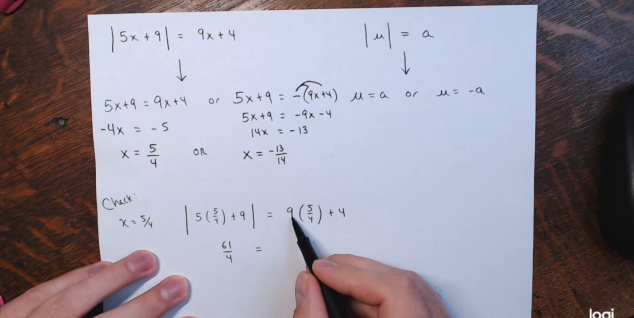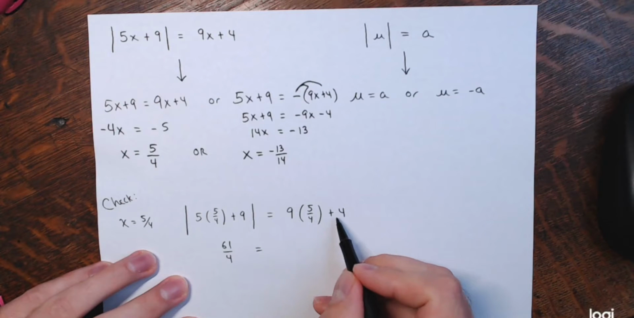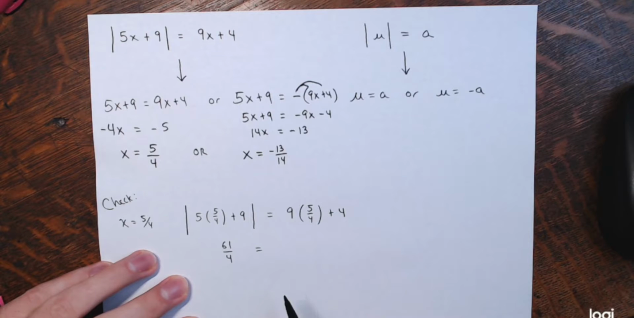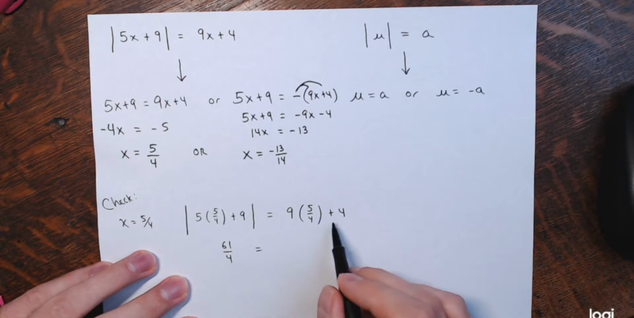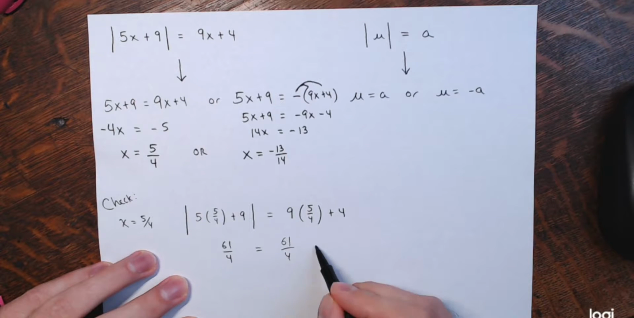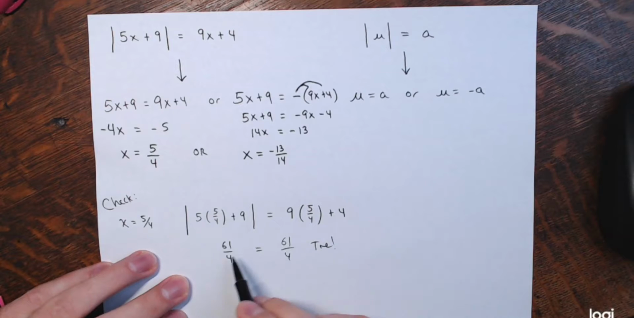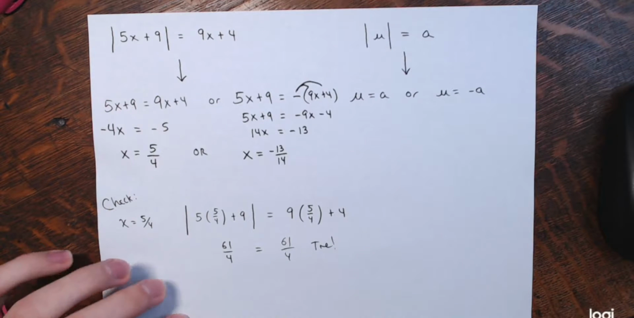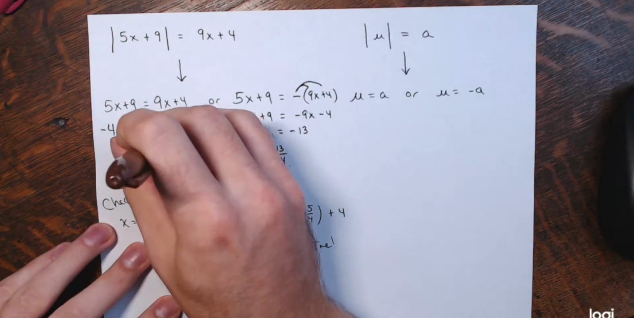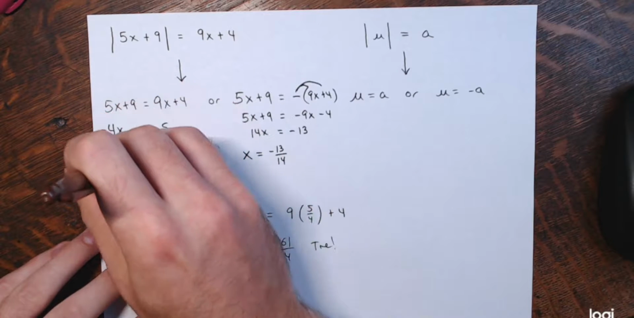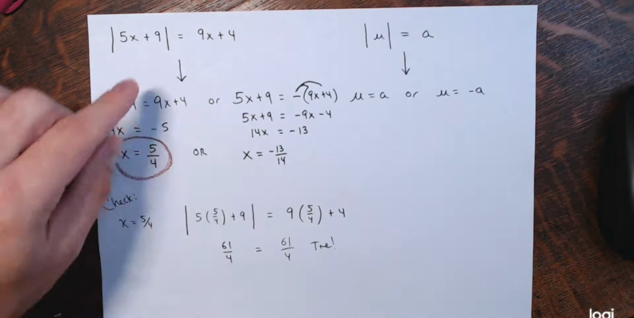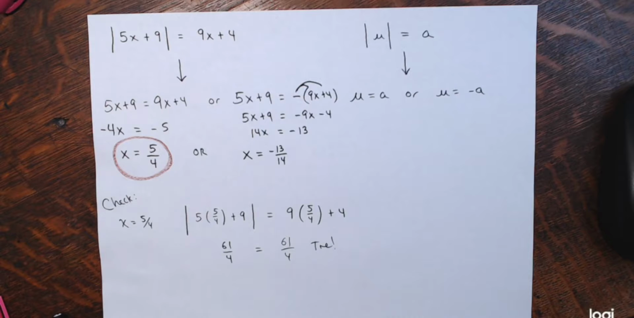So this is the absolute value of 61/4, which would be 61/4. And then here we have 45/4 plus 16/4. 45 plus 16, when you get a common denominator, is again 61. This would be 61/4 also. This is true. Right? We have 61/4 equals 61/4. So 5/4 is a totally valid solution. That does work back in the original equation, makes the original statement true.